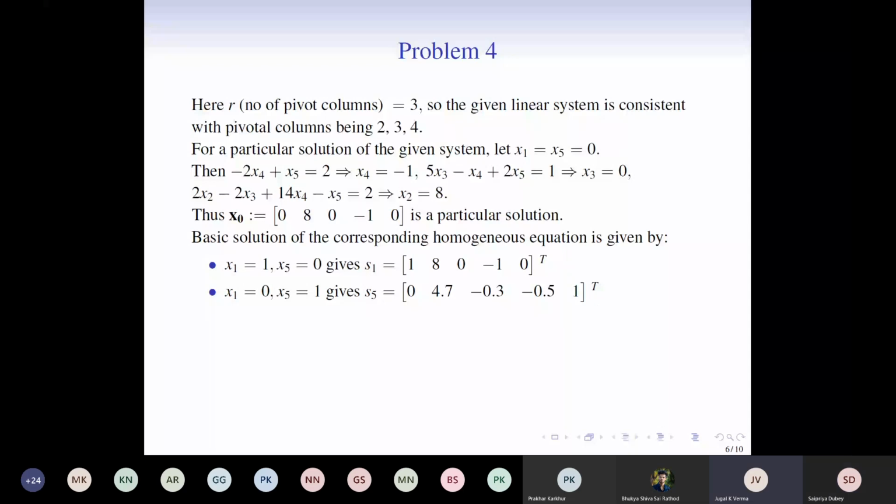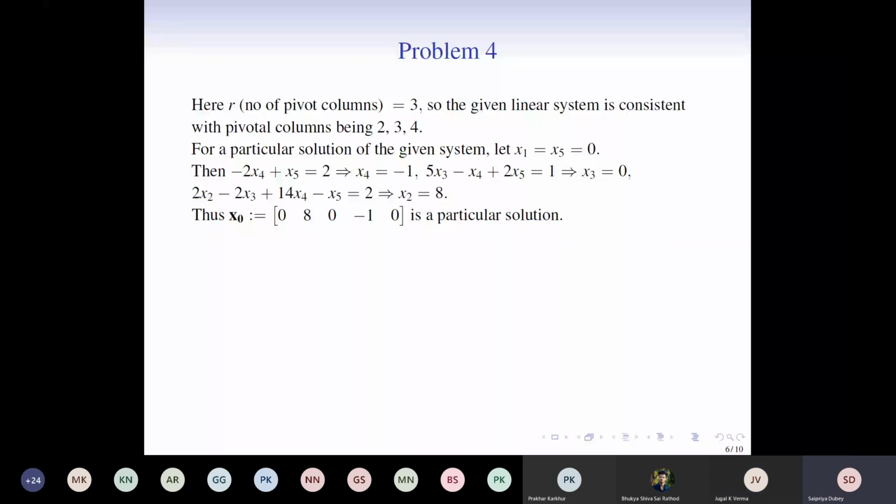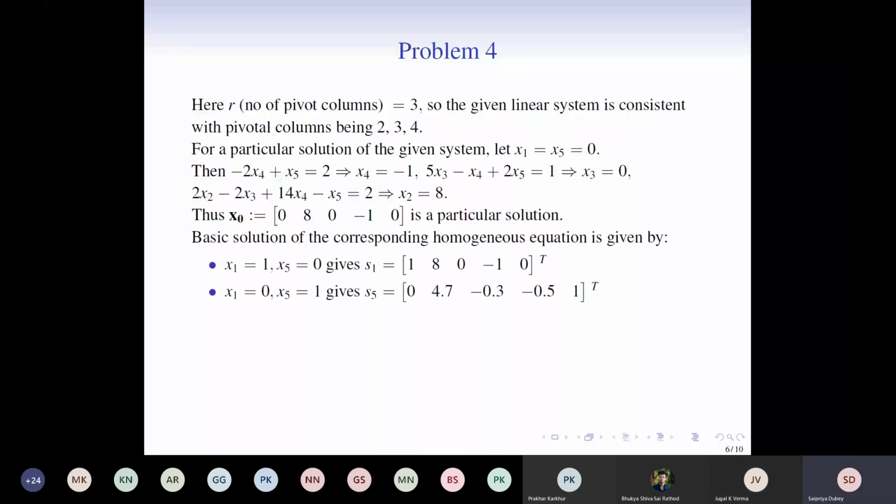Priya Shanmukh is asking, can you explain the method again? Which method, which part, from where should I explain? Maybe first the particular solution and then the fundamental solution.